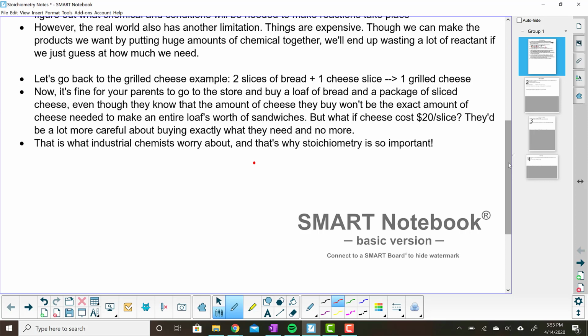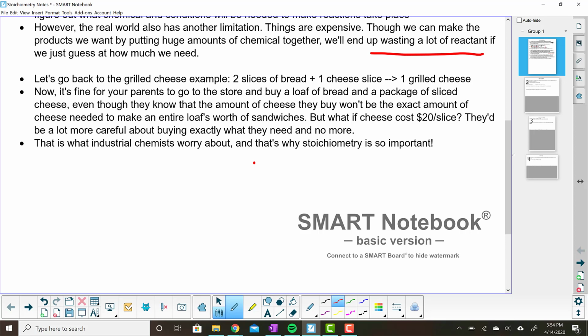But what if cheese costs $20 a slice? Well, things would be expensive, right? We would have to be more careful about buying exactly the right amount of cheese that we needed and exactly the right amount of bread that we need so we're not wasting any materials. And that's what stoichiometry is for. That's what these chemists are worrying about. They don't want to waste a lot of their ingredients. They want to make sure that they have just the right amount to be useful in a reaction and not waste anything, use everything to its max capacity. That's why stoichiometry is important to chemistry.